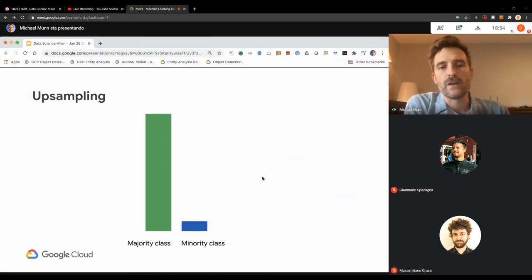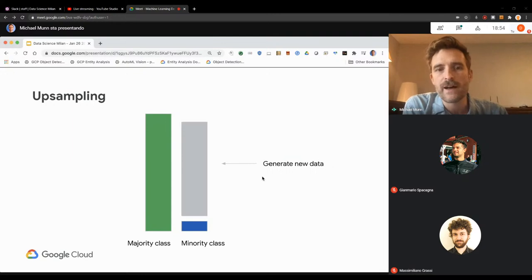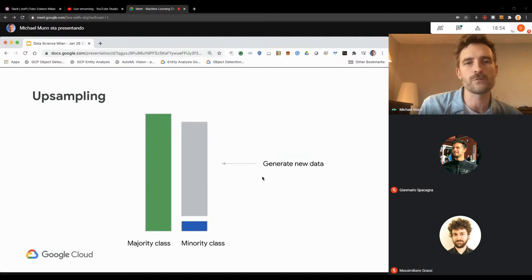Another technique we can do is upsampling. With upsampling, you have an overrepresented majority class, and then what you can do is generate new data from your minority class. This can be done in different ways, right? There are different techniques for any kind of sampling like this. One thing you can do is generate artificial samples using a technique like SMOTE. The other thing you often see people do is just repeat examples, like do a random draw from your minority class and then repeat examples.